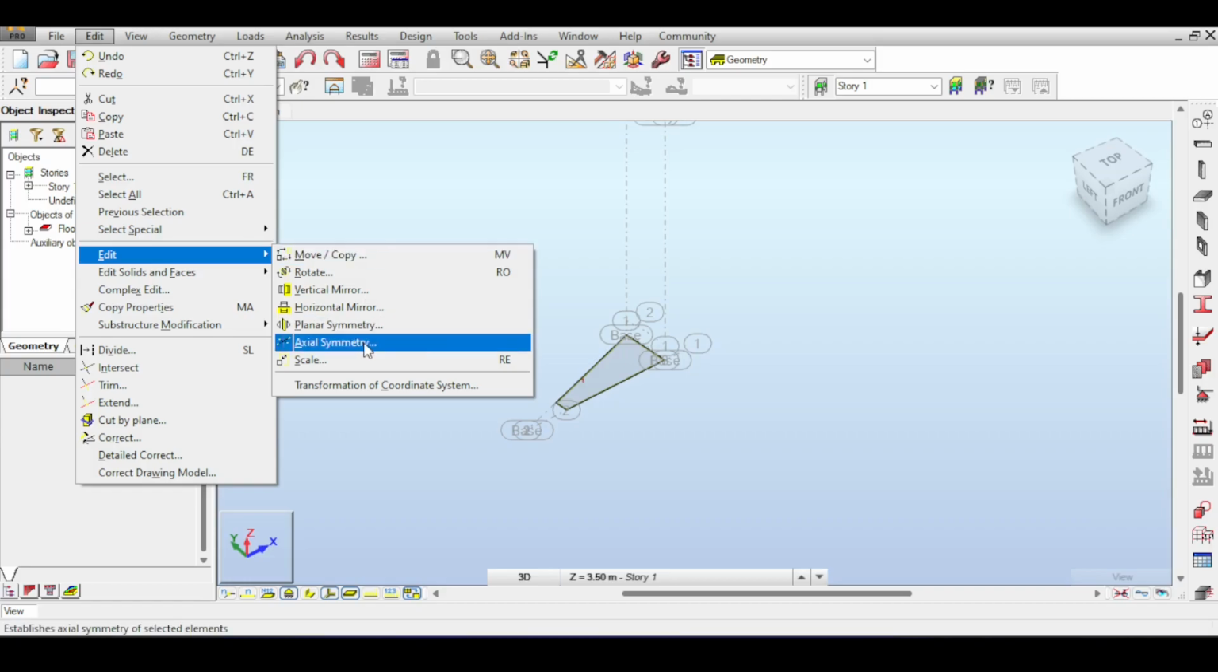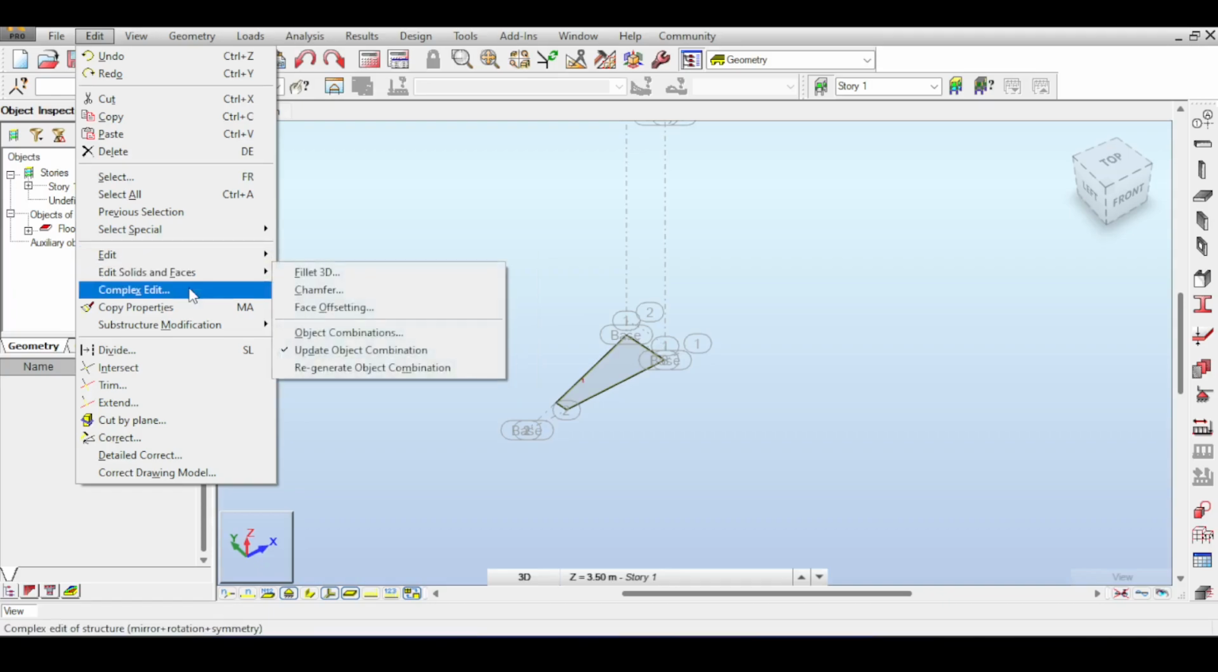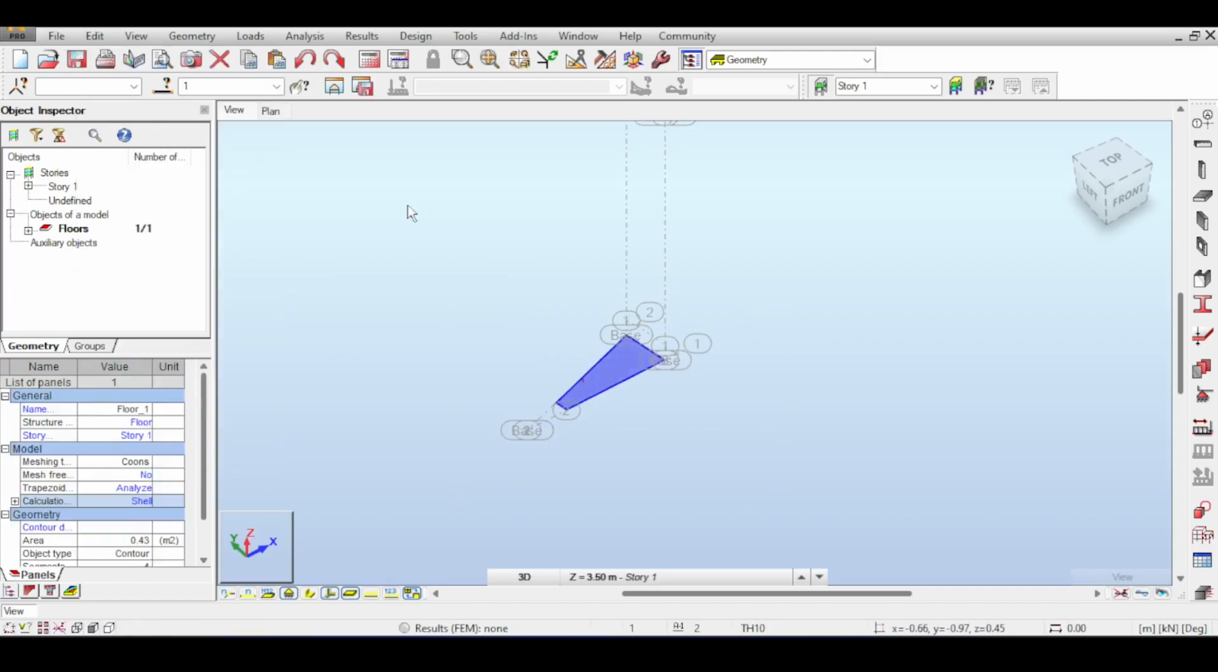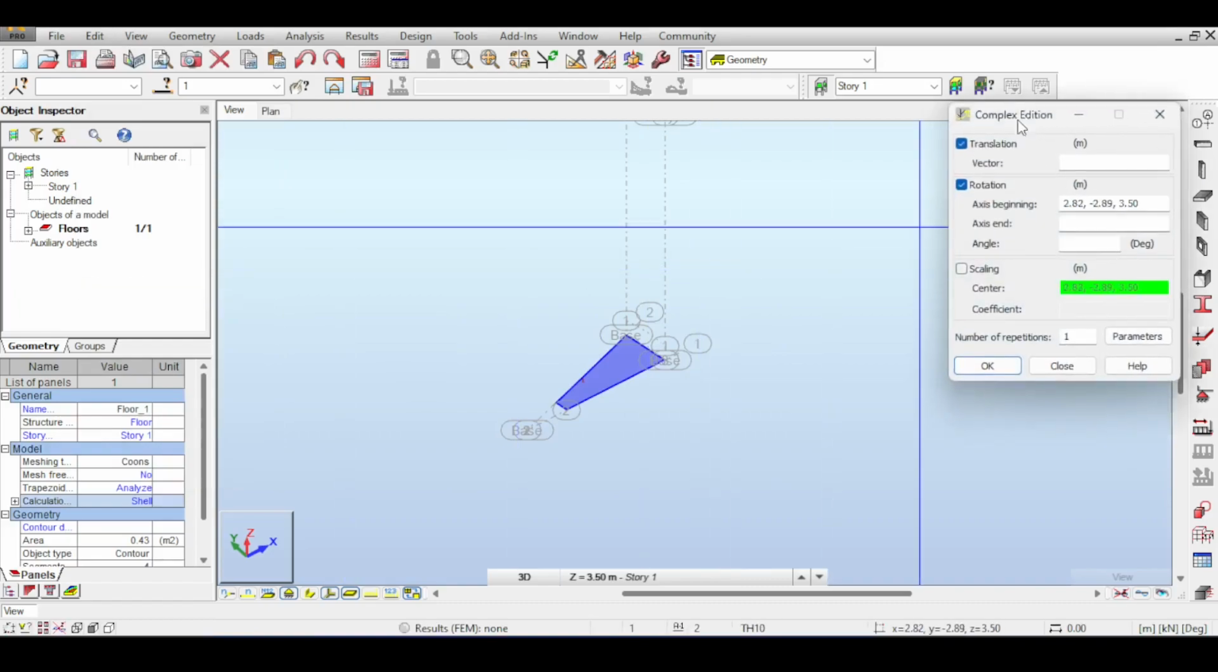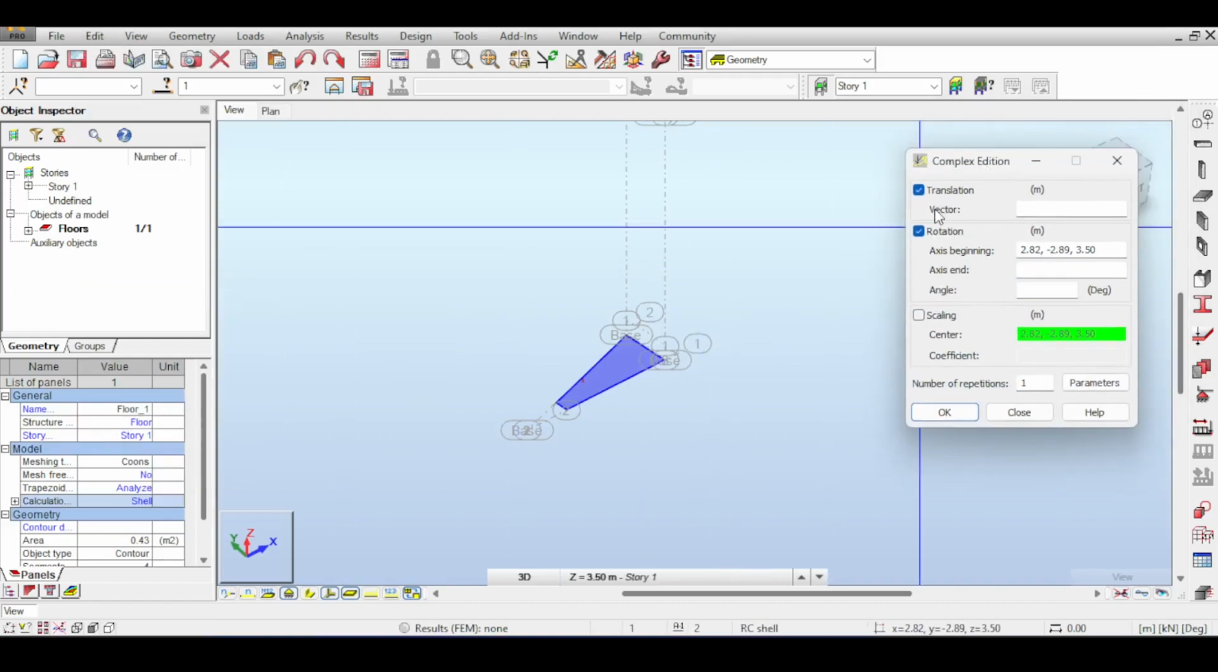There is also some axis symmetry stuff, but it doesn't work, because this rotates alone, and this moves alone, and this also rotates alone. So is there a way to move and rotate together? The answer is yes, and that's why I love Robot. It's called complex edit, and allow me to explain this. So I select my elements, edit, complex edit, and here both things happen at the same time.